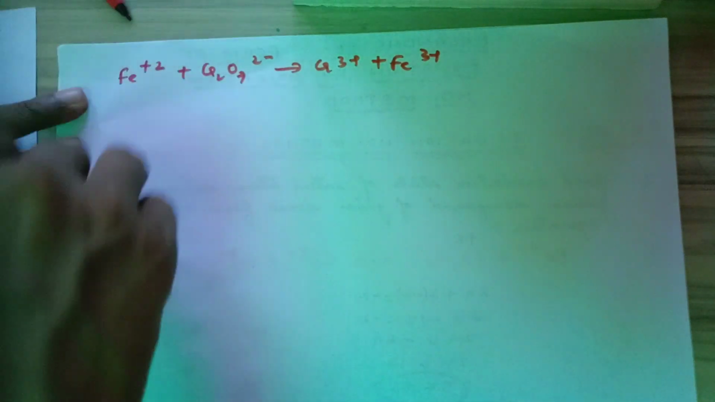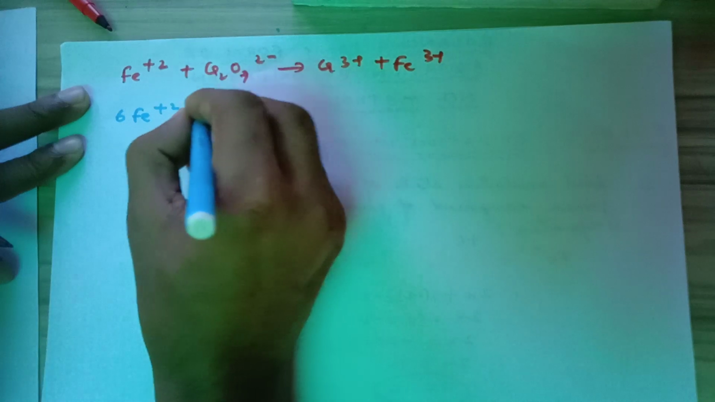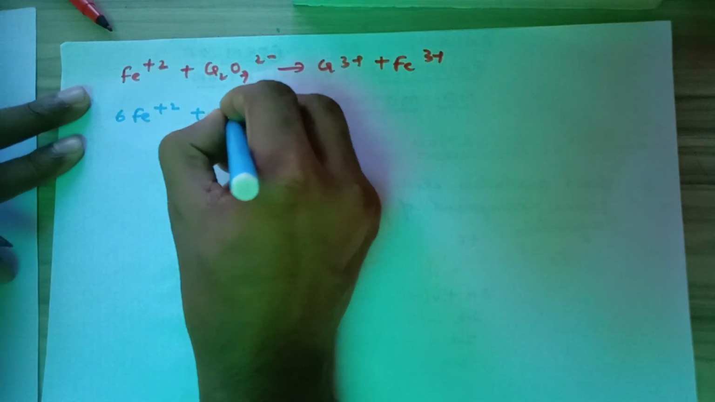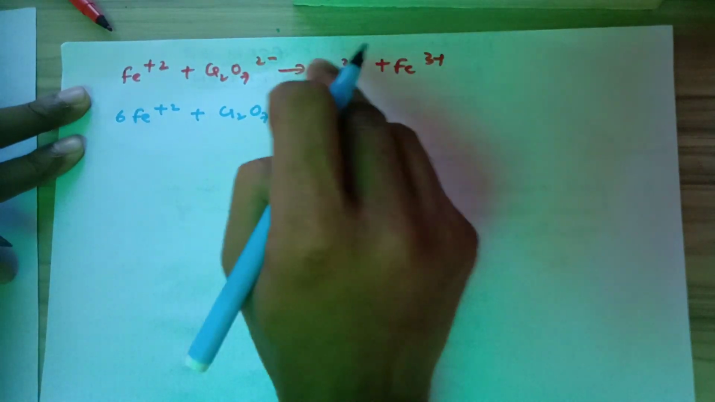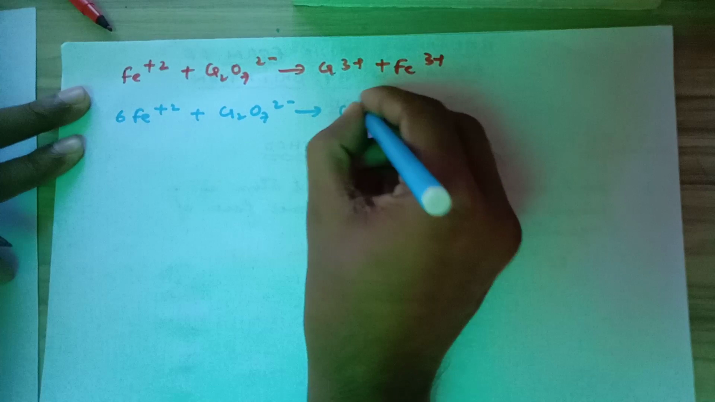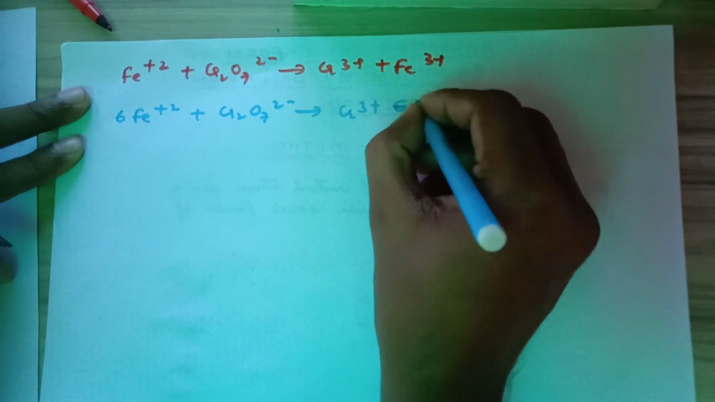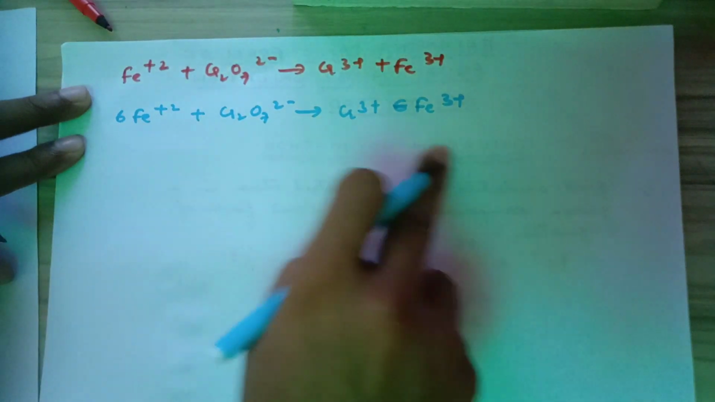Iron will be multiplied by 6, so it will be 6Fe2+, and 1 will be multiplied to chromium, so it will be 1 as it is, Cr2O7 2-. Now Cr3+ will remain as it is and iron will again be multiplied by 6, so it will be 6Fe3+. In this way we can multiply it.